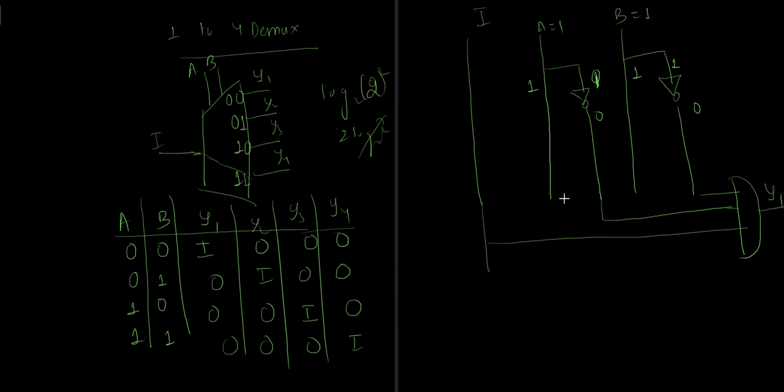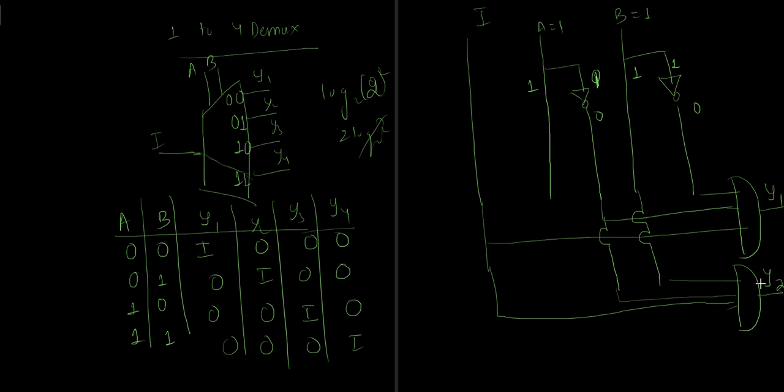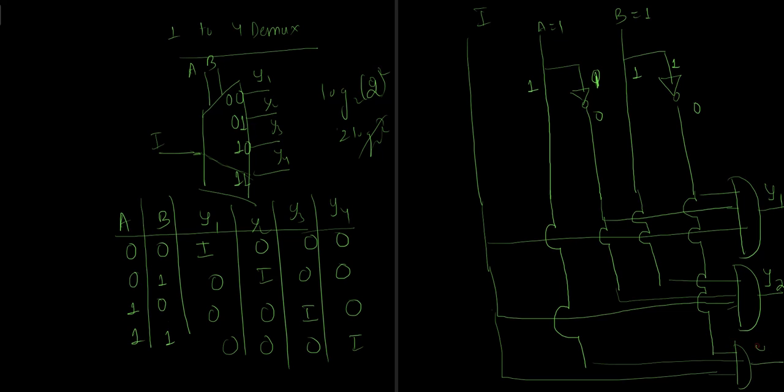If A is 0, again I will draw A as 0, B as 1 and I as another input. So these three inputs will go to an AND gate and the output will be y2. Similarly, for y3, I will connect A as 1, B as 0, and this is my third input, I. If I connect them to an AND gate, the output will be equal to y3.